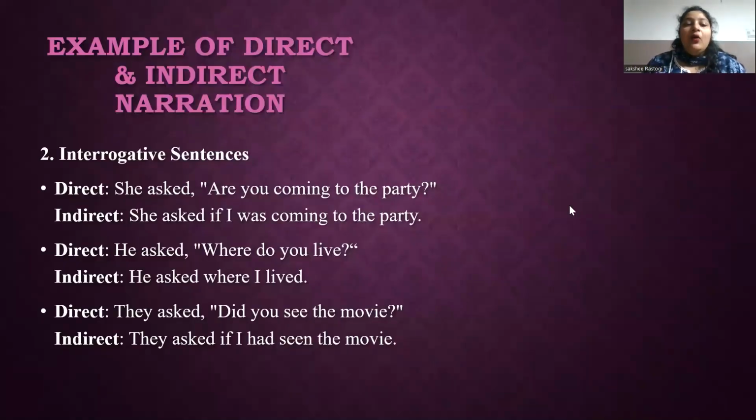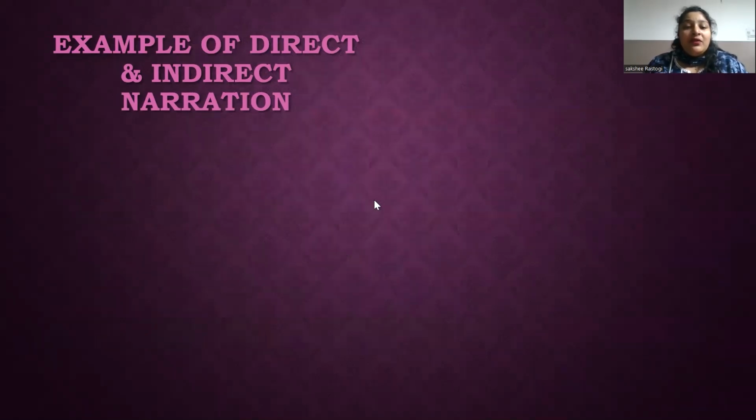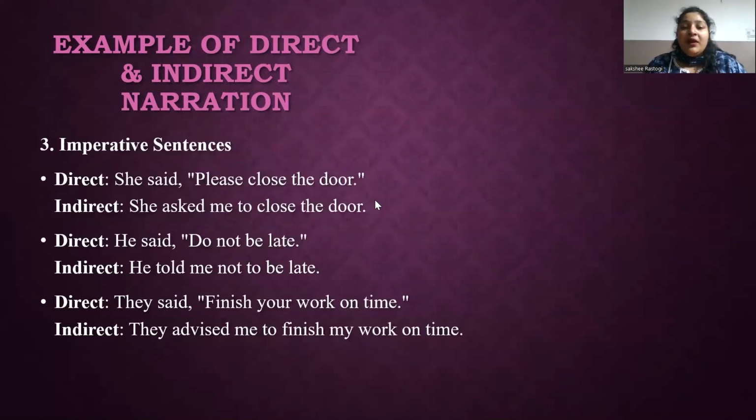So we will learn more in the next slides about interrogative sentences. Now, imperative sentences. What are imperative sentences? Imperative sentences are a type of sentence that give a command, make a request, or provide instructions or advice. They are used to tell someone to do something and are often used to give directions, instructions, and guidance.